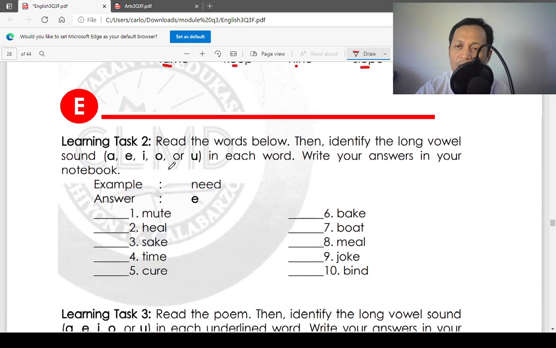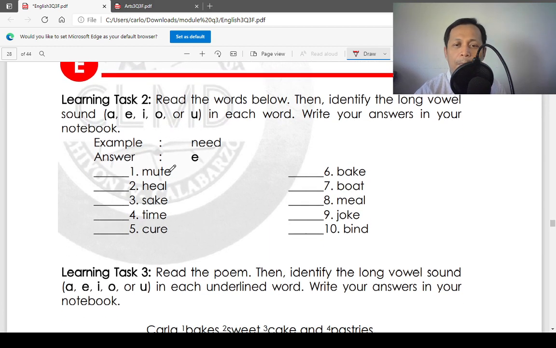Now let us move on with the learning task. Learning task number 2. Read the words below. Then identify the long vowel sound or the A-E-I-O-U sound in each word. Now write your answers in your notebook. We have here, for example, need. Now the long vowel sound is E. What you're going to write in your notebook is the letter E. Okay?